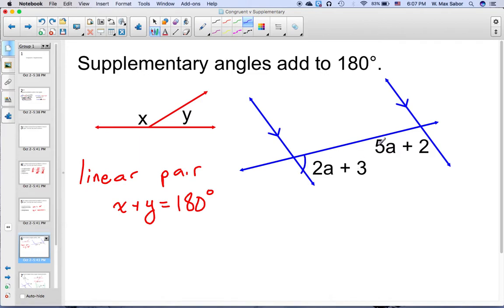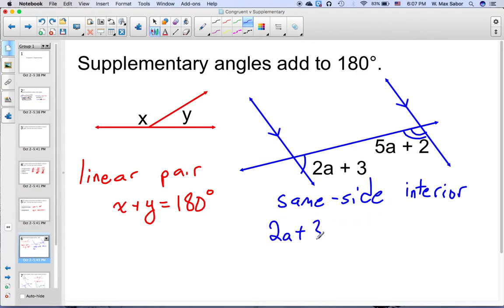Here, these are on the same side of the transversal. So they're both underneath the transversal, and they're between the parallel lines, so we say the interior of the parallel lines. So they are same side interior, meaning our two pieces have to add up to 180 degrees. That's how we write supplementary angle equations.